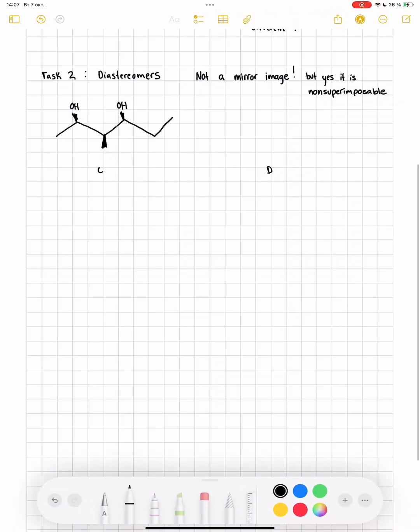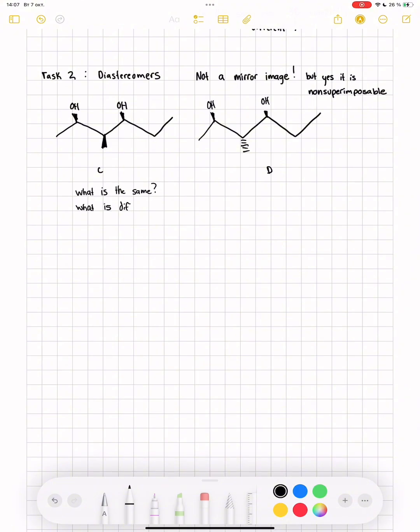We'll call this compound C. Now, this will be compound D, so draw the same thing. Remember, no mirror images. I'll do the same two hydroxides, but this one will be a dash. This is where we compare what is the same and what is different. Here I'm just writing some quick little notes so we can answer this question. Looking at these two compounds, again, remember they're not mirror images whatsoever, and they are non-superimposable.